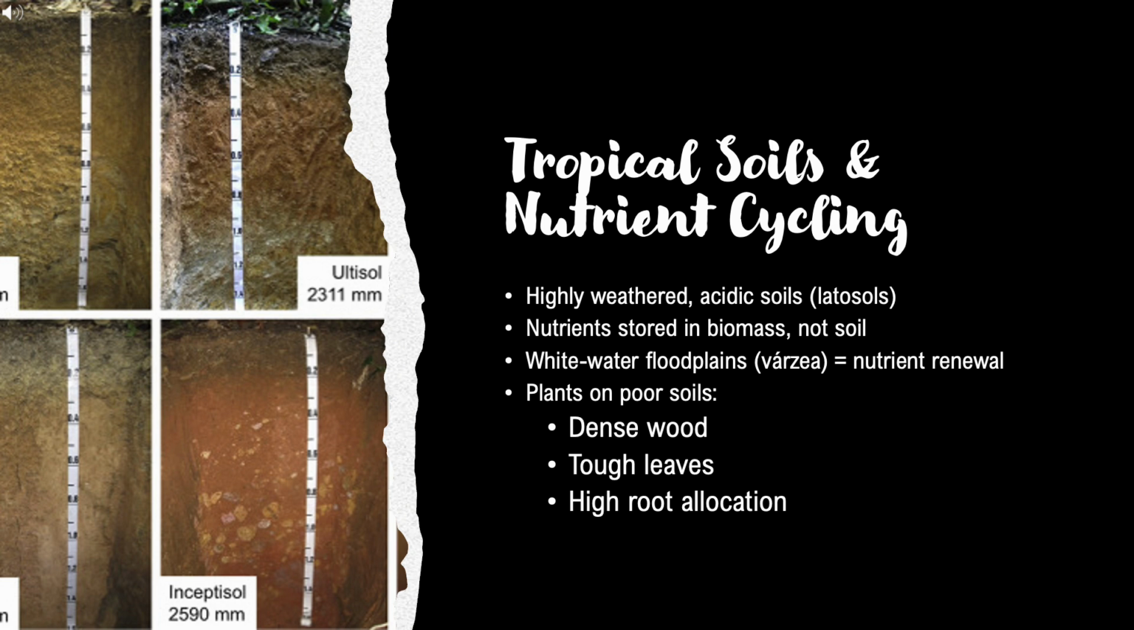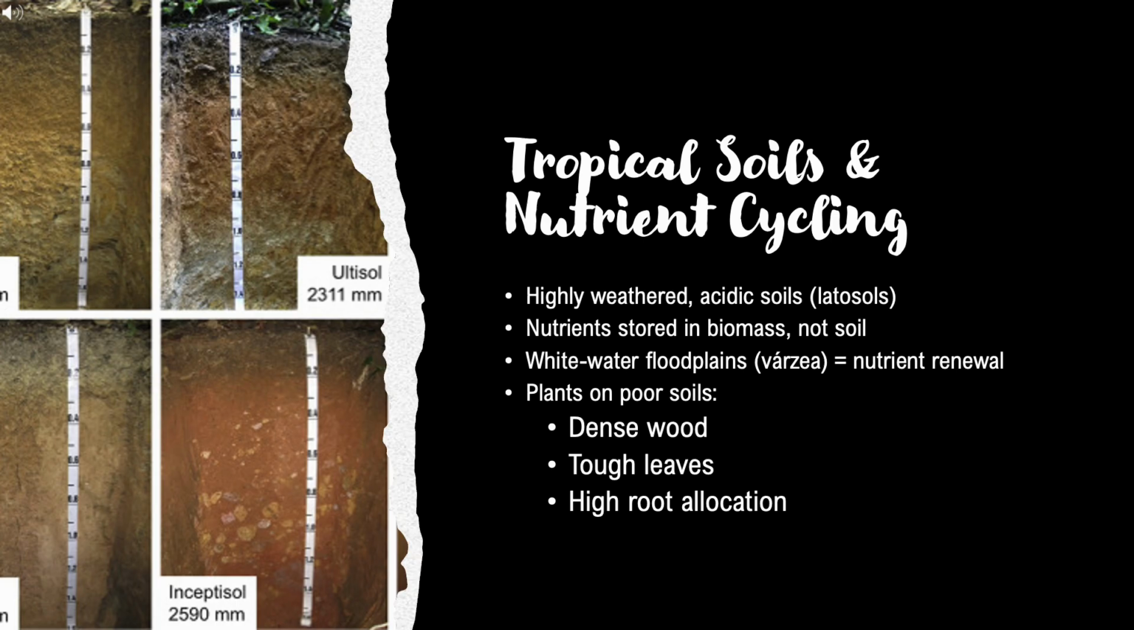So here's the paradox. How does a forest of extraordinary biomass grow on such poor soil? The answer is that nutrients are stored in the living biomass, in the trees, the roots, the leaf litter, not in the soil itself. The forest essentially recycles itself. When a leaf falls and decomposes, its nutrients are rapidly taken up by roots and fungi before they can leach away. The system is incredibly tight and efficient.